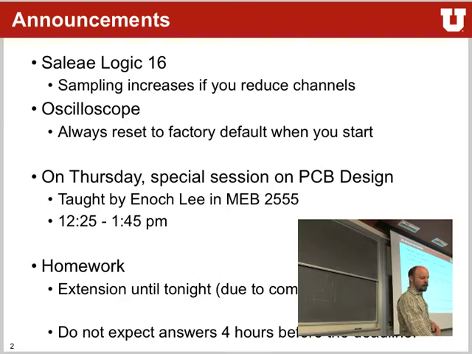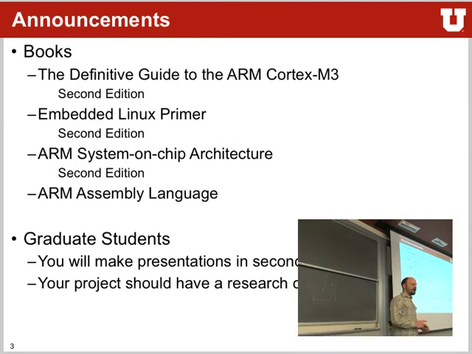A couple more announcements. Books. I mentioned it last time. The Definitive Guide to the ARM Cortex-M3 is a pretty good book if you really want it. It's the one I would recommend. Try to use the 2nd edition, not the ones before. There are a couple of other books on embedded systems. For Linux, for example, there's Embedded Linux Primer. ARM System-on-Chip Architecture and ARM Assembly Language go more into details of specific topics, but the Definitive Guide to the ARM Cortex-M3 is a good overview of what this course is all about, basically putting all these ARM documents into text that's easily understandable.